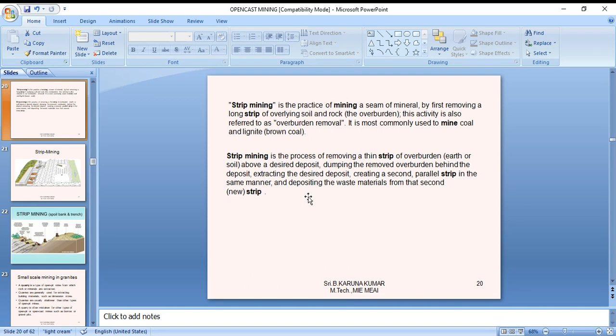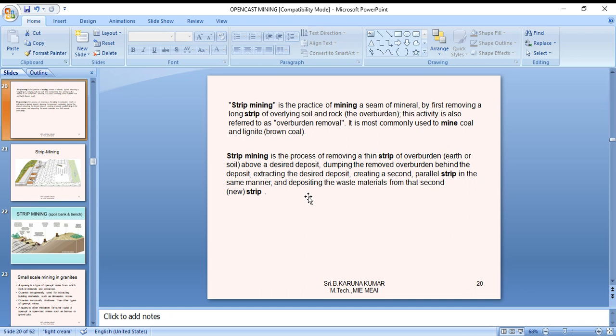Strip mining is the practice of mining a seam of a mineral by first removing the long strip of overlying soil and rock. This activity is also referred to as overburden removal. It is most commonly used to mine coal and lignite, brown coal. In Neyveli Lignite and Gujarat Lignite Corporation in India, most of the lignite mining is done by the strip mining methodology.